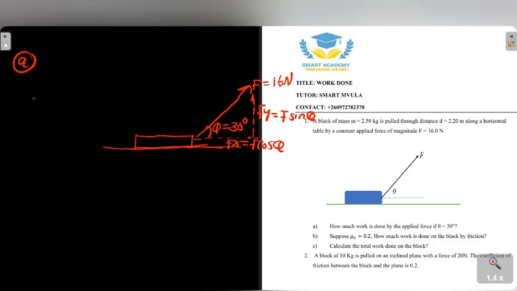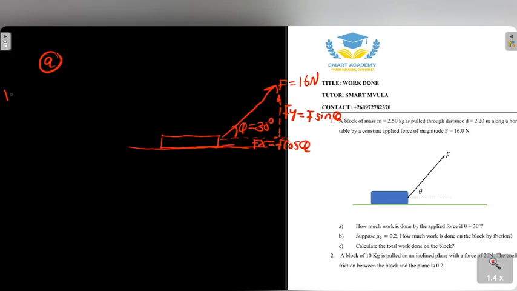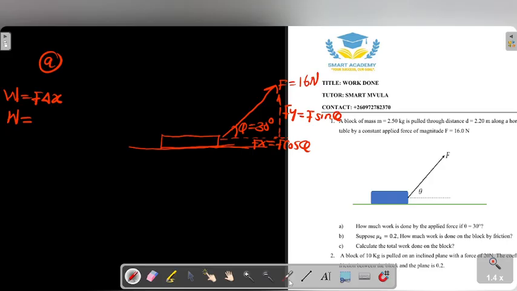We are calculating the work done, remember. The work done is equal to the force times the displacement. That's the general formula we use. Since the force is applied at an angle and the movement happens in the x, the force is F cos theta, so the work done is F cos theta times the displacement.